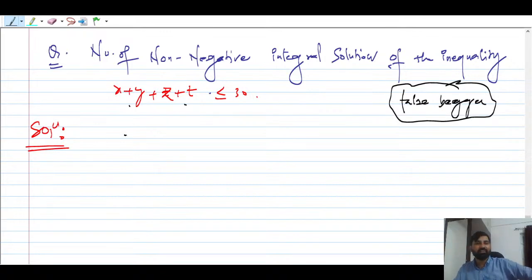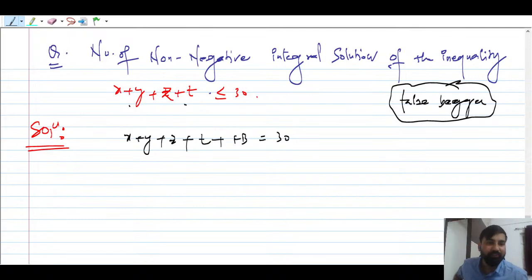So you can say that x plus y plus z plus t plus one false beggar is there. You can say fb, false beggar. Now it will become 30, right? So whenever there is an inequality, keep in mind, you have to bring the concept of false beggar. You have to become a beggar, and then put a false beggar over there. So this inequality will disappear, and then it will be the same, right?